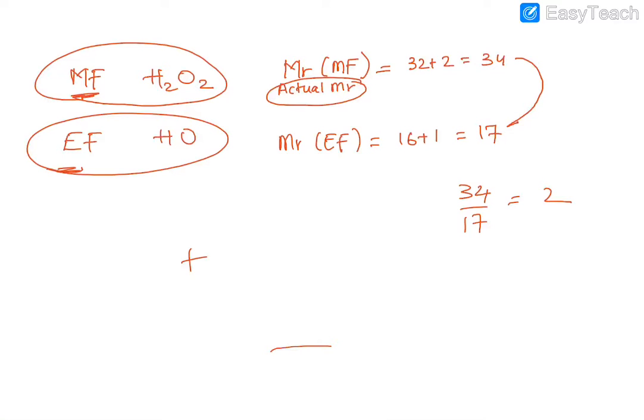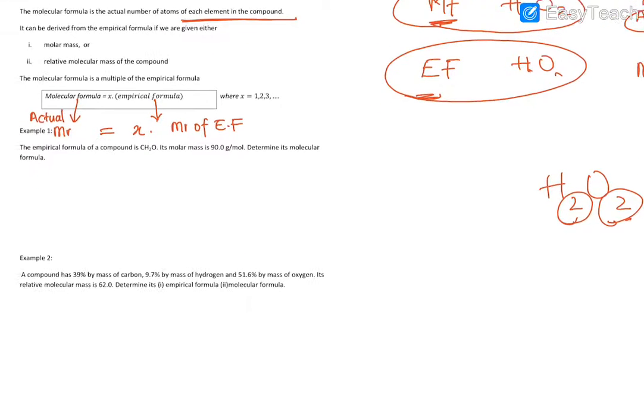So this is why we have H2O2, right? So this number 2 is being multiplied by the subscript that was here. So this was subscript 1, which we don't usually put. So it was 2 times 1, 2, 2 times 1, 2. So H2O2.